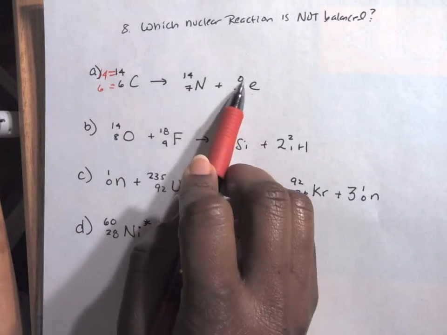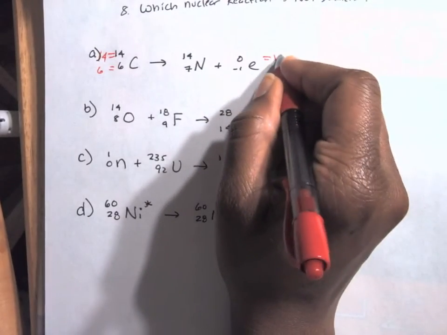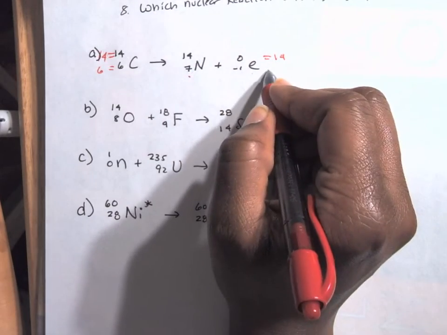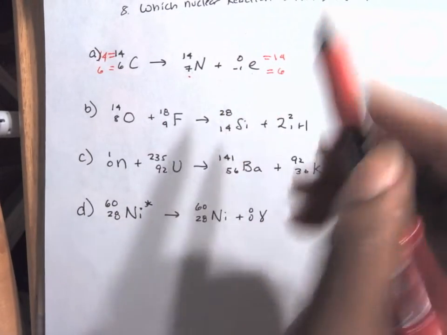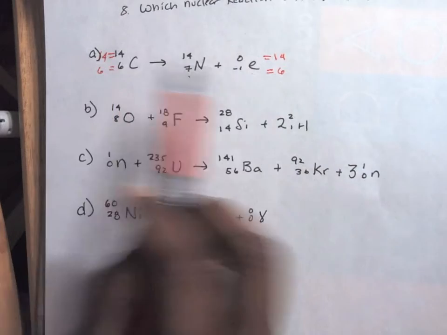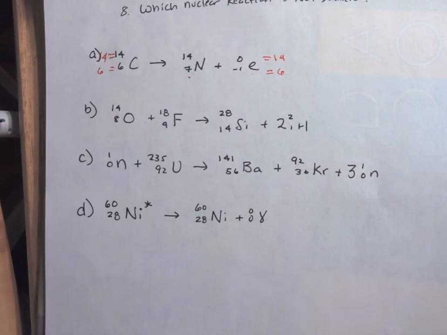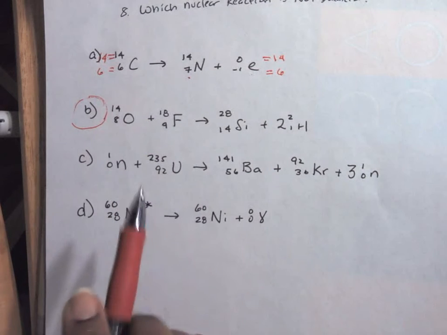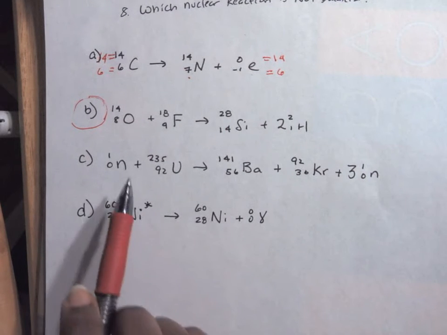So we add 14 plus 0, that gives us 14, and then 7 plus -1, which is the same as -1, so that gives us 6. So as you can see here, both the mass numbers and the atomic numbers are equal on both sides. B is not balanced. We're going to come back to that and I'll explain why B is not balanced. Let's go on to the next one.